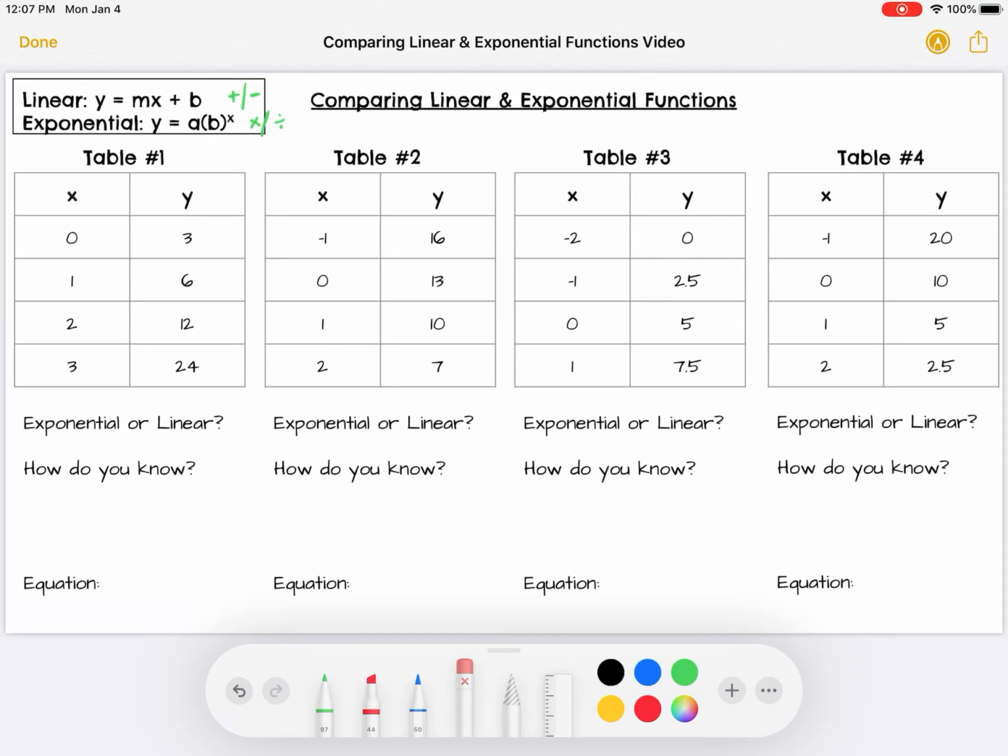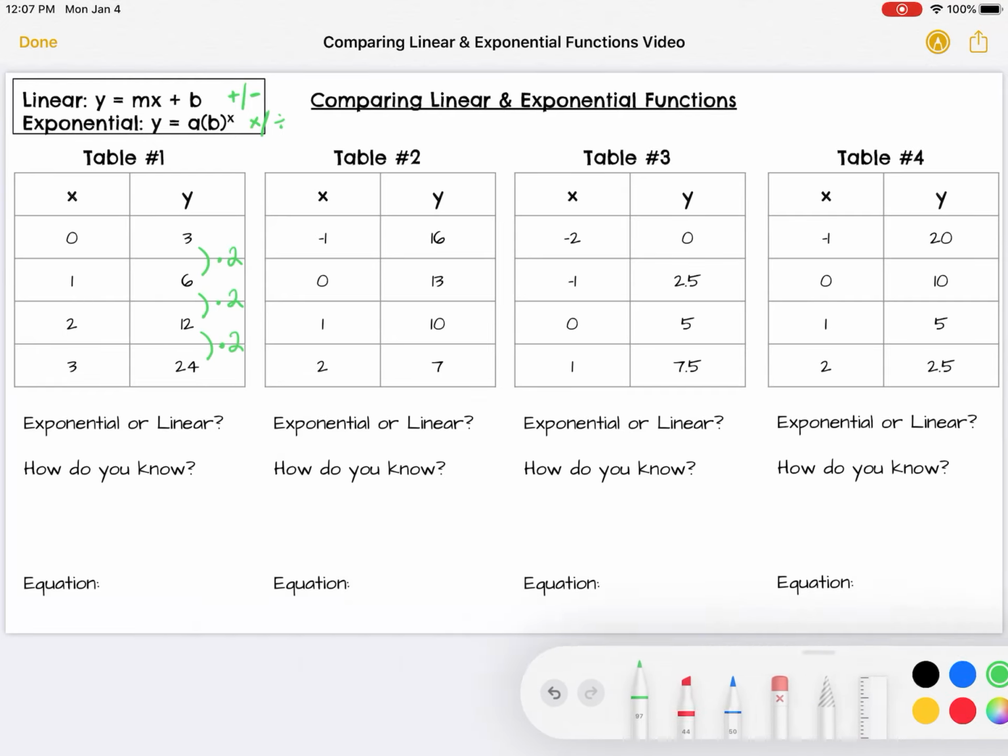Now we can try multiplying to see if it's exponential. So to go from 3 to 6, what would I have to multiply by to get from 3 to 6? Well, I would have to multiply by 2. 3 times 2 gives me 6. Now let's make sure that works for the rest. 6 times 2 also gives me 12. Good. 12 times 2 also gives me 24. So that means multiplying by 2 is the pattern in the table.